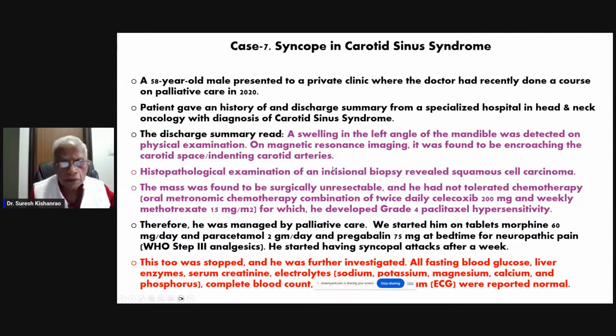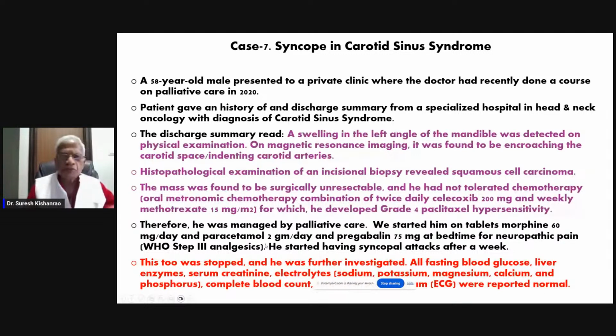and an MRI showed it was encroaching on the carotid space, indenting on the carotid arteries. The initial oncological report was that it was a squamous cell carcinoma. Since the mass was not surgically resectable and the patient did not tolerate chemotherapy, he was put on palliative management.